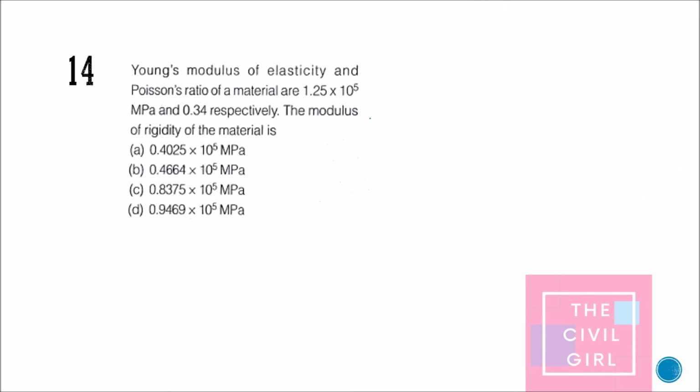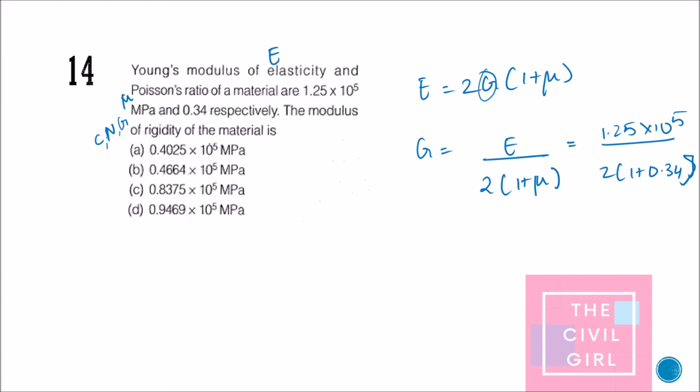Next question, Young's modulus and the Poisson's ratio are given, and the modulus of rigidity, which can be expressed as C or N or G, is asked. We know the relation between all these things. E is equal to 2G into 1 plus nu, where nu is the Poisson's ratio. They have asked for G, so G is equal to, substituting the values, I will get an answer of 0.4664 into 10 power minus 5 MPa.